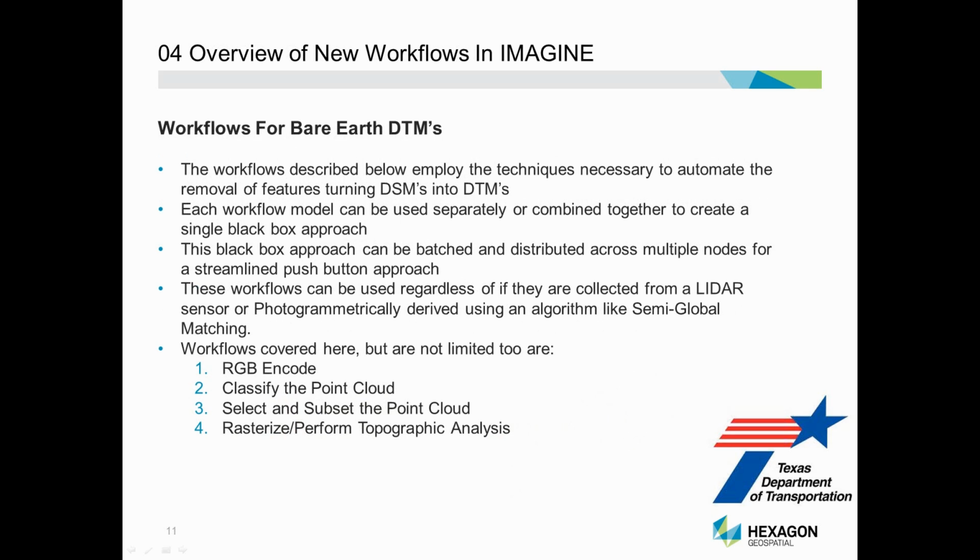So the workflow for creating these bare earth DTMs. The workflows described below employ the techniques necessary to automate the removal of features, turning DSMs into DTMs. So digital surface models, everything that you see included in the surface, into digital terrain models, so just the terrain. We're basically trying to remove trees, buildings, cars, that kind of thing, that are considered extraneous features and can influence the orthorectification procedure. Now, I'll be showing four different workflows, but each workflow can be used separately or combined into one seamless, black box approach if wanted.